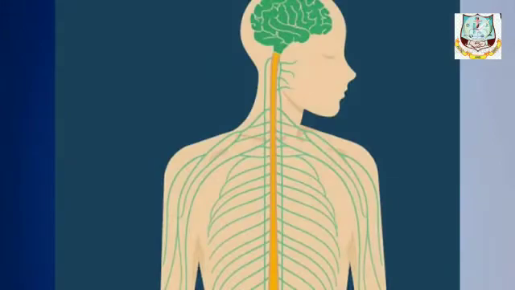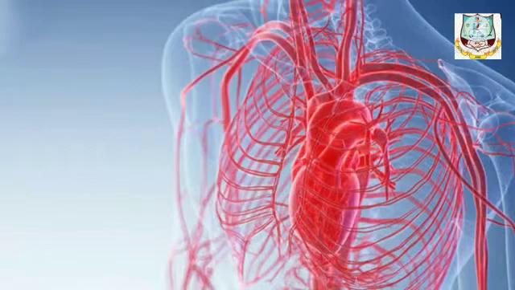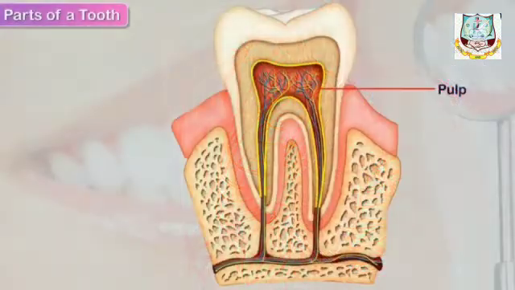What are nerves? Nerves are the part of the nervous system that take messages to and from the brain and other body parts. What are blood vessels? Blood vessels are thin tubes through which blood flows. So, through these blood vessels only blood flows. Then, which is the central part of the tooth? The pulp forms the central part of the tooth.